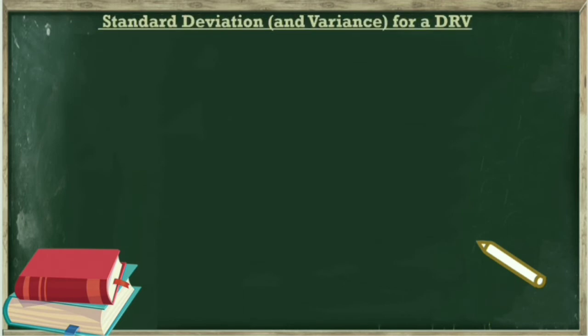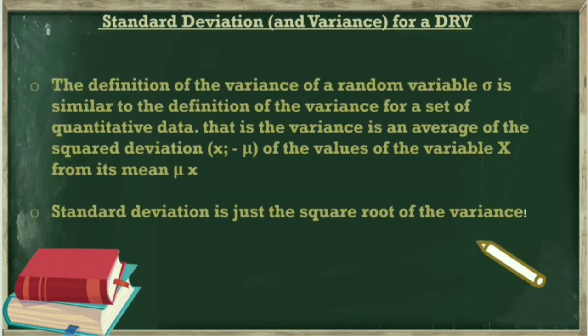And next part is standard deviation and variance for a DRV. The definition of the variance of a random variable is similar to the definition of variance for a set of quantitative data. That is, the variance is an average of the squared deviation (x minus mu) of the values x from its mean mu x. Standard deviation is just the square root of the variance.